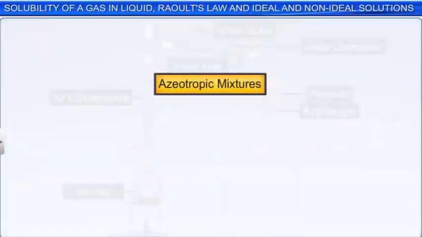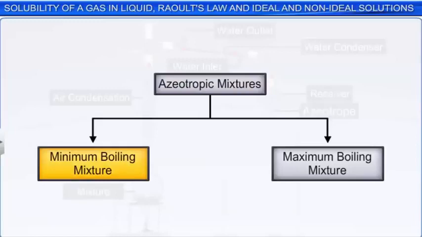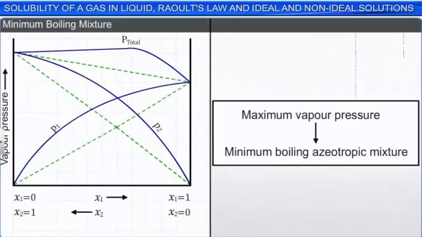Azeotropic mixtures can be further classified into two categories: minimum boiling mixture and maximum boiling mixture. Let us first discuss the minimum boiling azeotrope mixtures. When the positive deviations from ideality are sufficiently large, the mixture is said to be a minimum boiling azeotrope. As you can see from the graph, the total vapor pressure of the azeotrope is given by the maximum, represented as O in the curve. Now, as the vapor pressure is maximum at this point, it gives a minimum boiling azeotropic mixture.